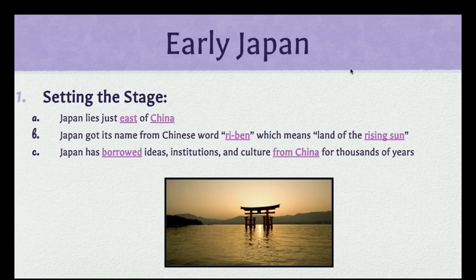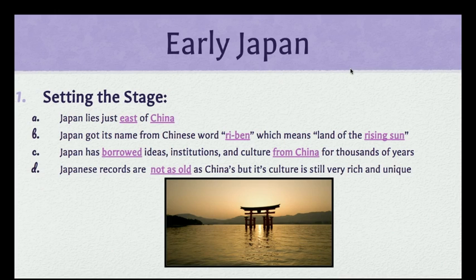Japan has borrowed ideas, borrowed institutions, and borrowed culture from China for thousands of years. That's not to say that they're not entirely unique, because there are some things that are very unique to Japan that the Chinese never had. But again, you see some cultural continuities, similarities in some of their art, similarities in some of their food and day-to-day living, and even some similarities in their writing a little bit. So Japanese records are not as old as China's, but its culture is still very rich and very unique. Again, the Chinese have been around for over 4,000 years, and the records in Japan don't date back quite that long ago, but we know there have been people in Japan for a very long time.